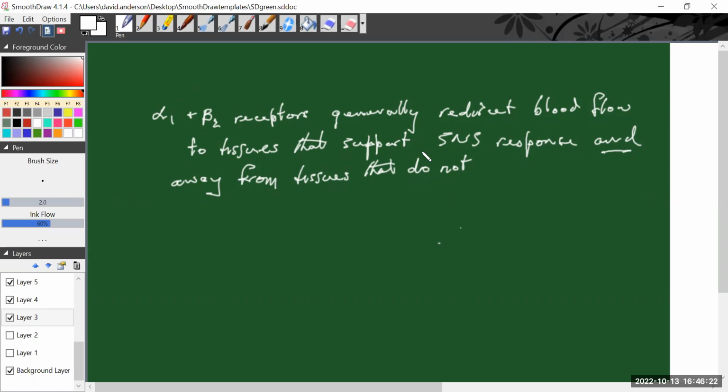So if we know a little bit about these receptors, then we know a little bit about what those medications as a group can do. Alpha-1 and beta-2 together, under the influence of epinephrine, increase blood pressure. So alpha and beta blockers will decrease blood pressure.